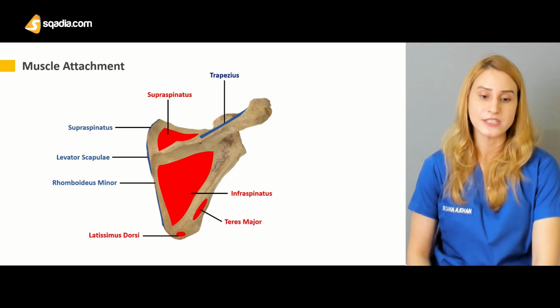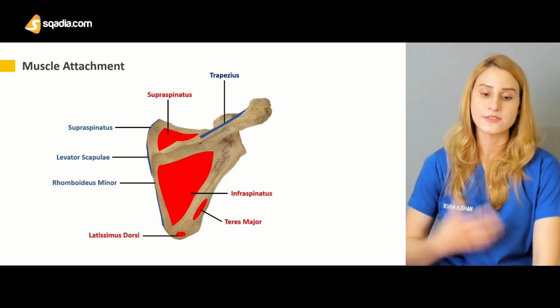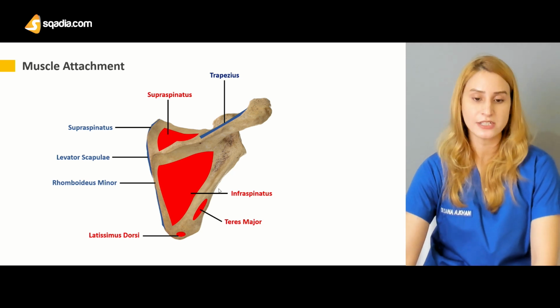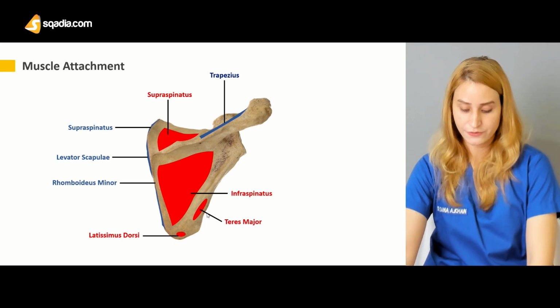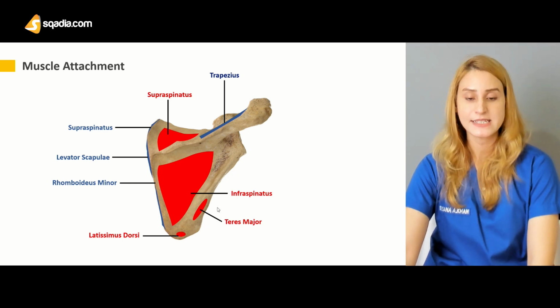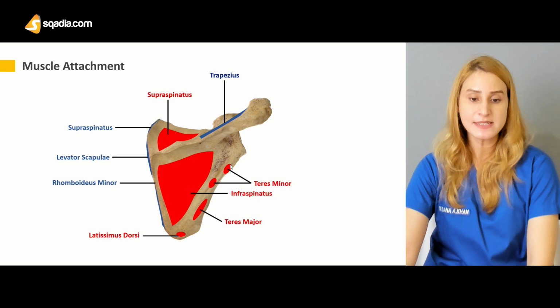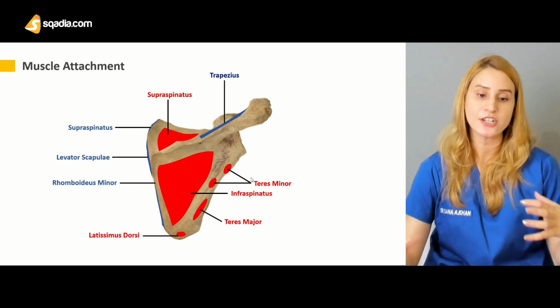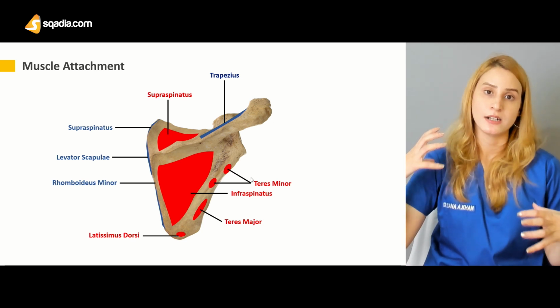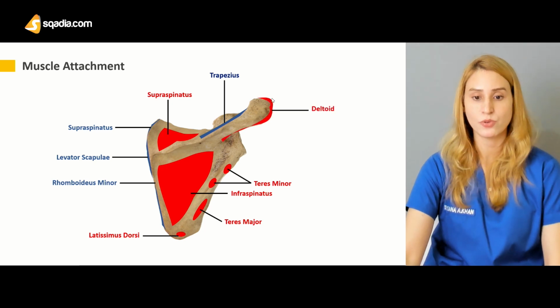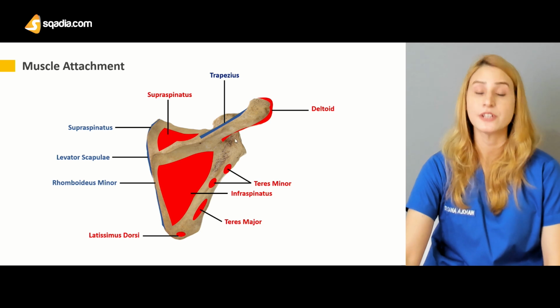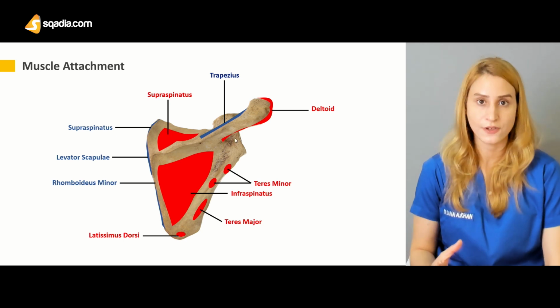And then you have the teres major muscle. It's also attaching to the lateral border and the inferior border of the scapula. And then you have the teres minor, which is attaching to the superior lateral part of the scapula. And then you have the deltoid, which is attaching to the acromion process of the scapula.